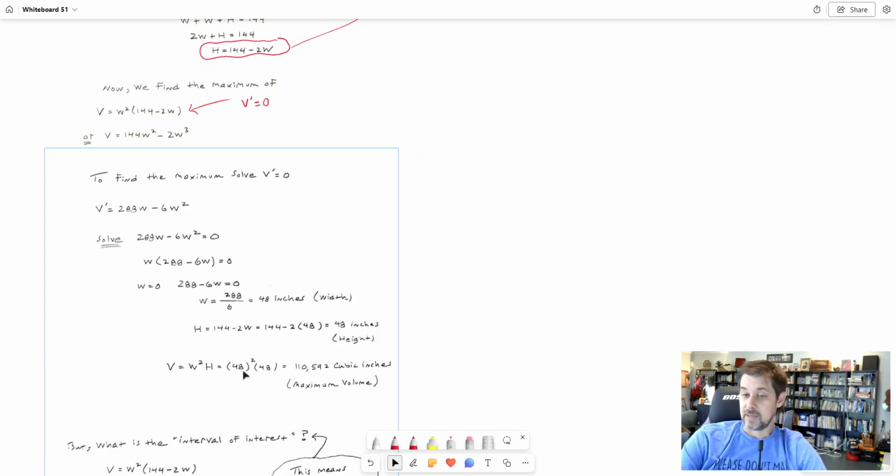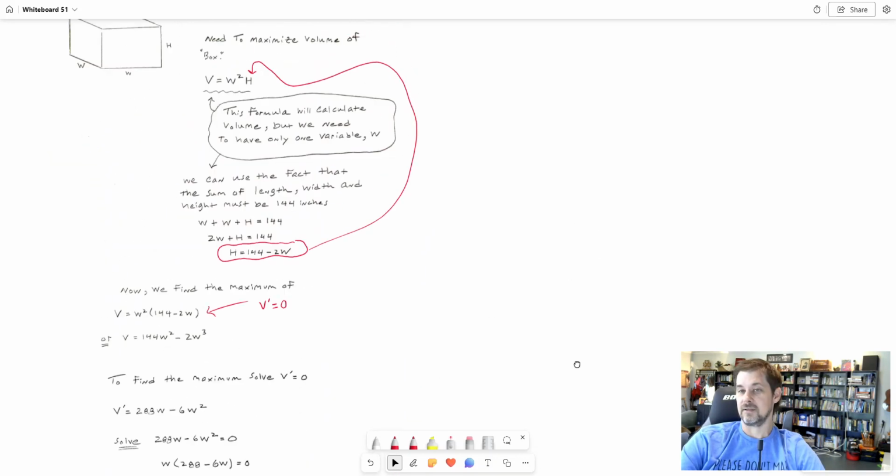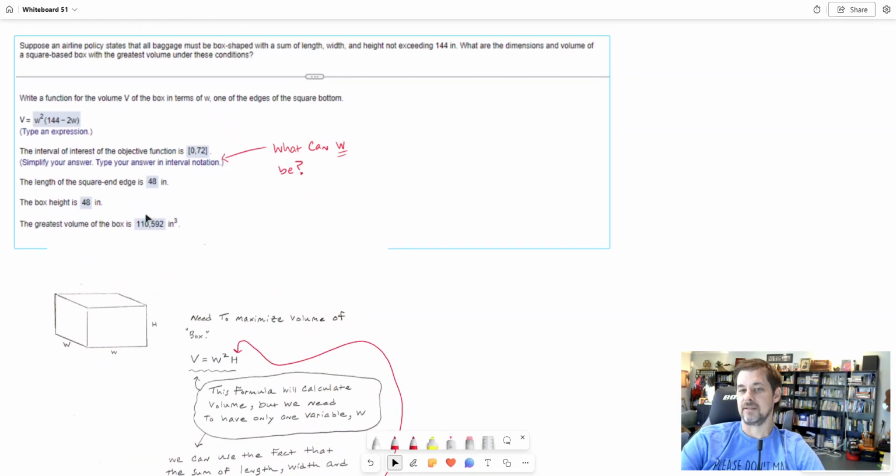Both those numbers happen to be 48, so 48 squared times 48. And if you, with a calculator, let's say, do that, it's 110,592 cubic inches. Okay, our units are cubic inches. All right, so then we get that last number like that.